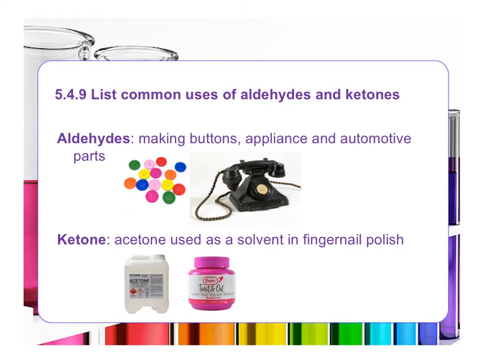Looking at the uses of aldehydes, they're used in the formation of plastics, and these plastics can be used in making buttons or making appliance and automotive parts, such as this old-fashioned telephone. The use for ketones that we need to look at is specifically to do with acetone. And acetone, you know it's a ketone because the ending -one, is used as a solvent in nail varnish remover.